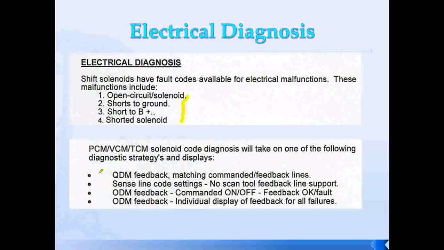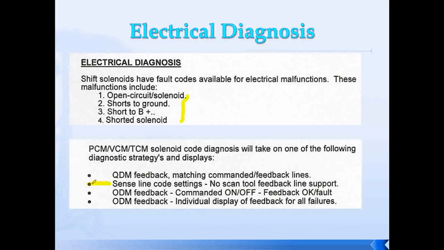Now the diagnostics in a GM vehicle are laid out following one of these 4 processes right here. When this first started out, you had this number 2 bullet that was used in a lot of the vehicles, and now we come back to that also in some of the later vehicles. It says we've got sense line code settings. In other words, we can get a trouble code to set if we have a problem with the sense circuit. Then there's a feedback line, but you do not have the feedback line support on your scan tool.